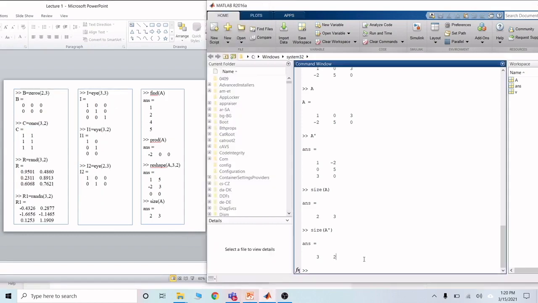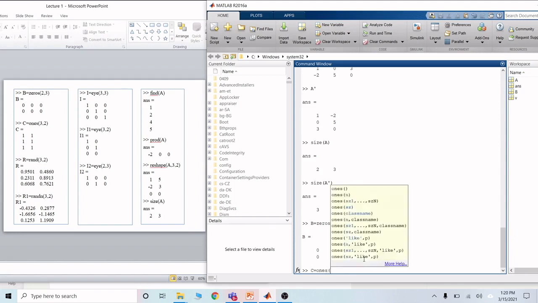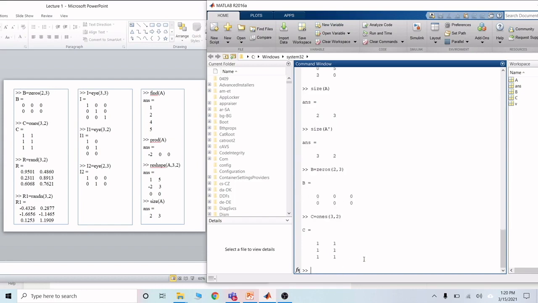Now come to zeros. B is equal to zeros. I am taking a 2 cross 3 matrix filled with zeros. The command is zeros(2,3). I am taking another matrix, ones, a 3 cross 2 matrix filled with 1. Capital R is equal to rand, filled with random elements, 3 cross 2.